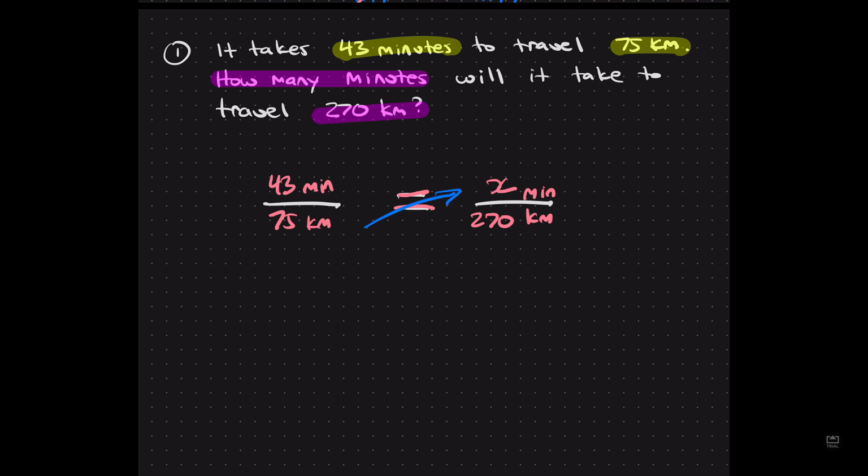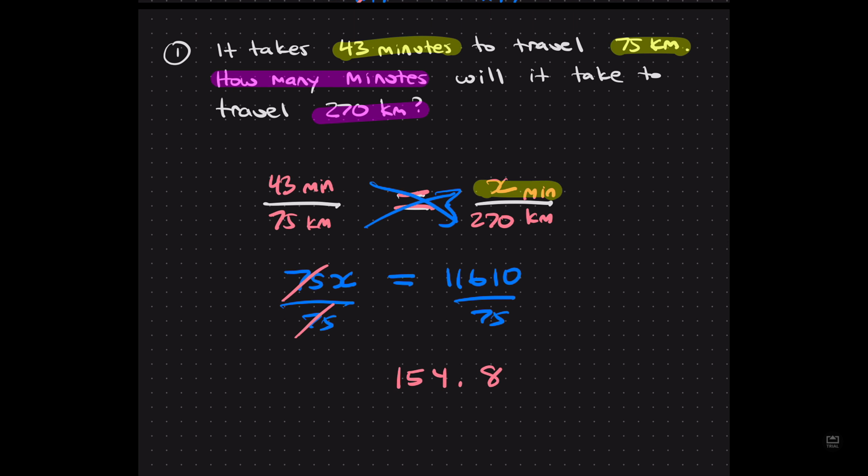So 75 times x is 75x equals, and now I've got 43 times 270, so 43 times 270 is equal to 11,610. I need to isolate that x by dividing both sides by 75. That will cancel the 75s, and I'm left with 154.8. And because the units associated with the x are minutes, then my answer must express those same units.